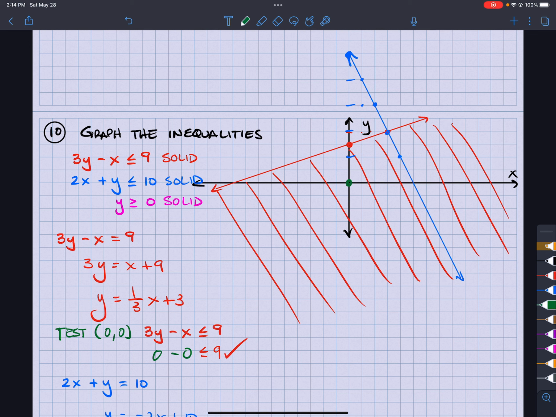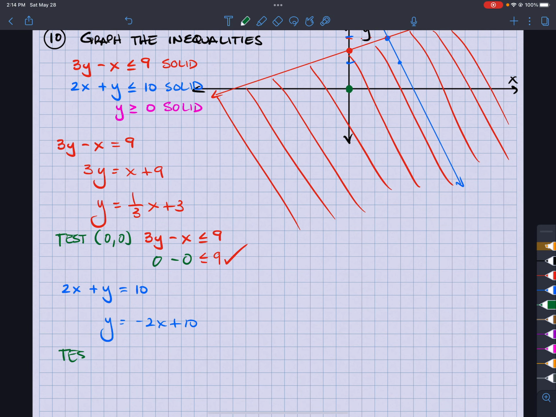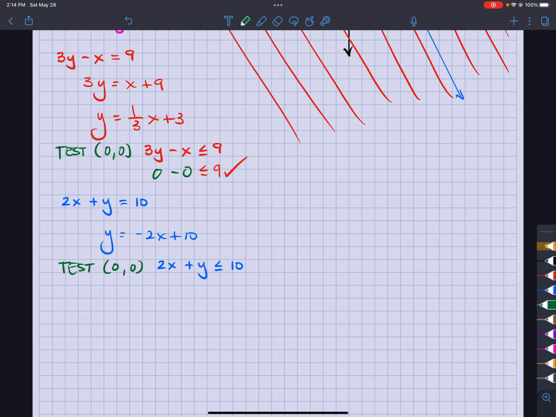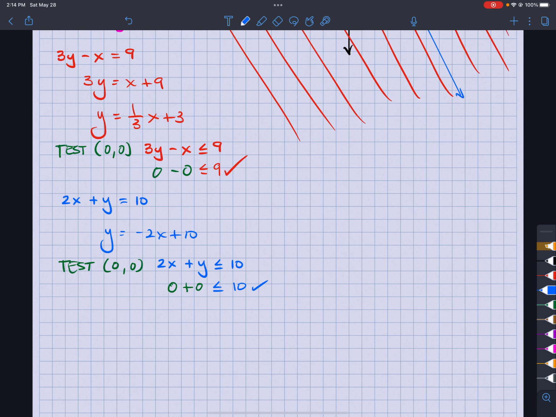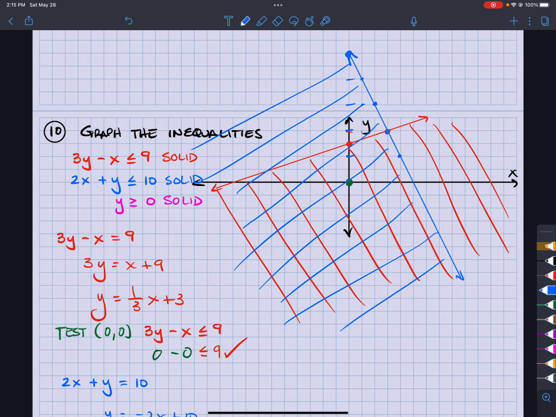Again, I can test 0, 0 again, right? But again, I have to do it with the original equation or inequality, I should say. So let's bring that down. And essentially, I'm going to have 0 plus 0. Is that going to be less than or equal to 10? And then, again, 0 is definitely less than 10. So Mr. Green says, Blue, you are also on the green team. So there that is.